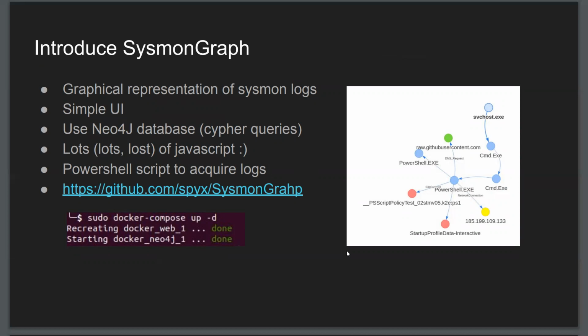As the backend, it requires a Neo4j database to query all the graphs. There is lots of JavaScript in that HTML file, as you need JavaScript to grab the information from the Neo4j database. For collecting logs from Windows, I wrote a PowerShell script as well, which is on the GitHub page. There is also a folder called Docker, which contains information on how to spin up Docker containers quite easily for demonstration.